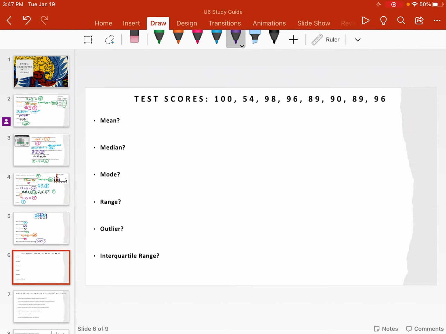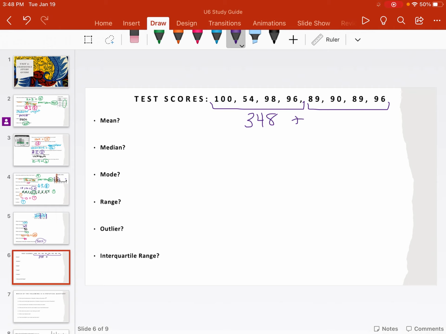Right, let's go to slide 6, finding our mean. First thing we're gonna do is add them up. I'm gonna chunk it, so I'm gonna add these 4 and then those 4, and then add those numbers together just so I don't have to type so much and mess something up. So 100 plus 54 plus 98 plus 96, this is 348.